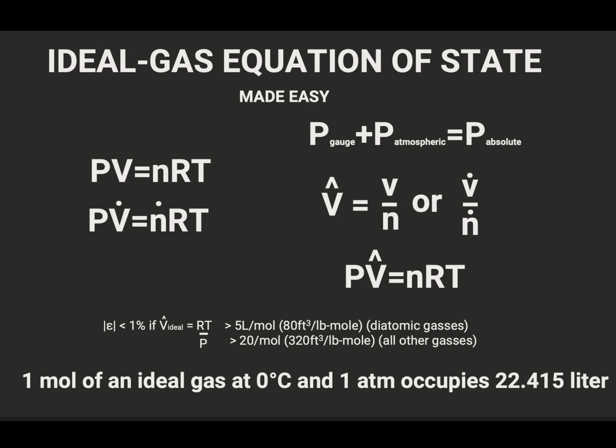Alrighty guys, welcome back. Today we're going to be talking about the ideal gas equation of state. We're going to give you some examples, we're going to show you what that is, it's that PV equals nRT formula, and we're going to show you how it's applied in engineering problems. So let's go ahead and jump in and see what we got.